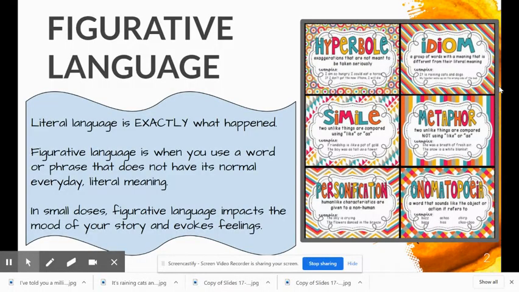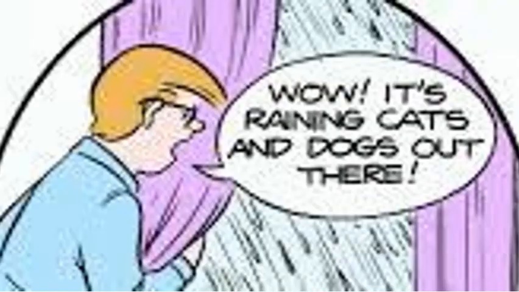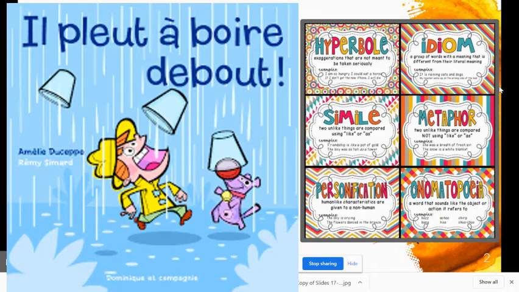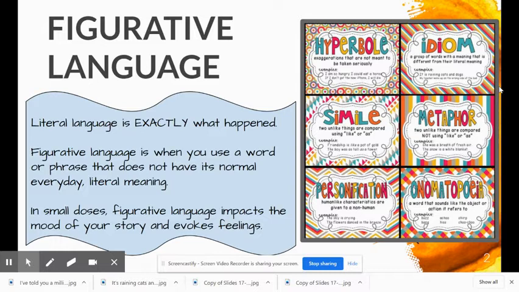An idiom is a group of words with a meaning that is different from their literal meaning. And idioms have historical references and are culture specific. So in English, we'll say it is raining cats and dogs, and that means it's raining really hard. Now, in the French language, the expression or the idiom is il pleut à boire debout. And that means it's raining so hard you could drink standing up. So that's a very strange translation of it's raining cats and dogs. Well, in fact, it's not a translation, but it is an idiom that has a similar meaning.